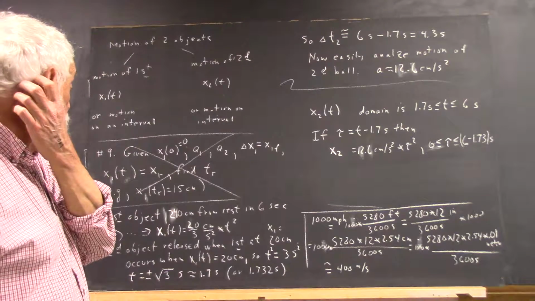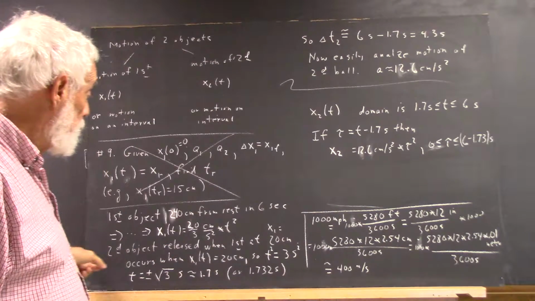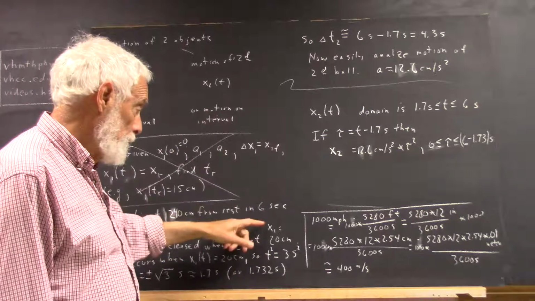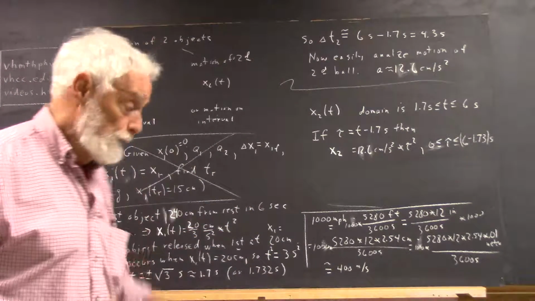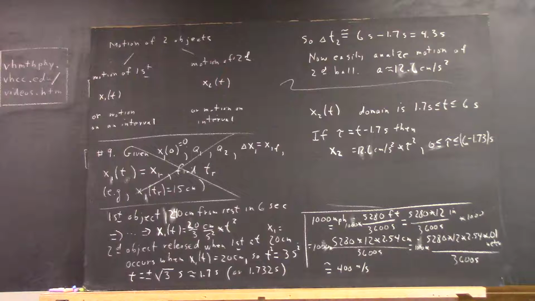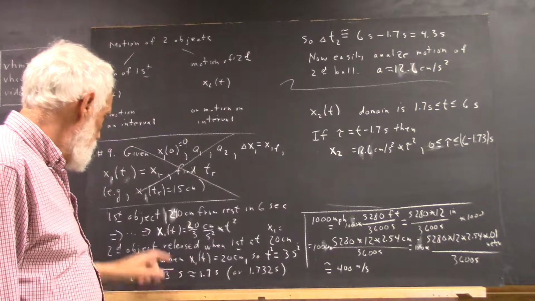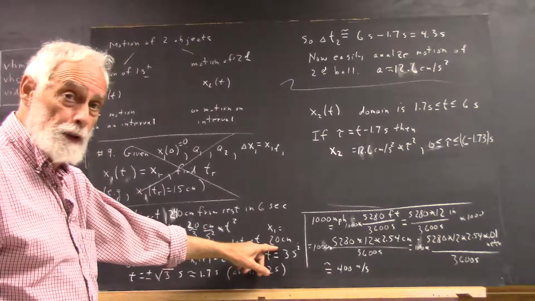Now we use what we know about the second object, that it's released when the first is some distance down the incline, and in this case we'll assume distance 20 centimeters. Okay? So that occurs when? Well, when x1 of t equals 20 centimeters.